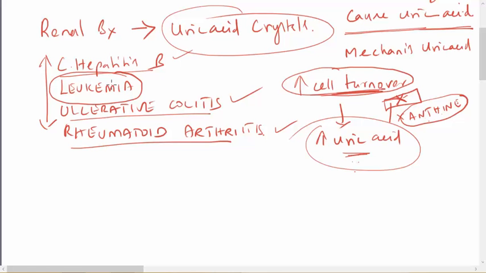If you know this process, whatever the question may be, you will know it. Here the question is directed towards the cause of the uric acid formation. So you should know which condition causes cell turnover. That is the principle: increased cell turnover, increased uric acid. The condition which causes increased cell turnover is leukemia. So nothing more, that's a straightforward question actually. Understand? So this is how.